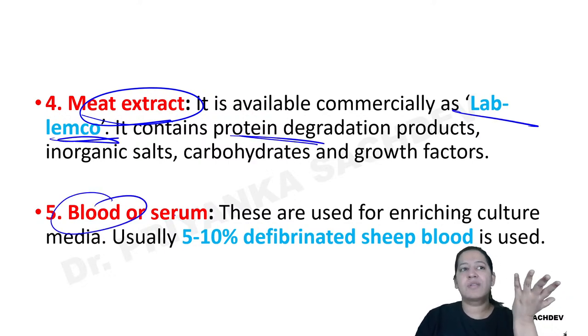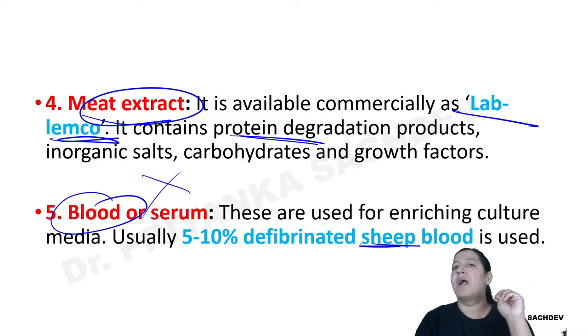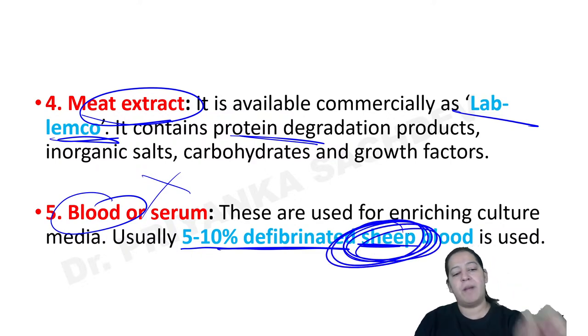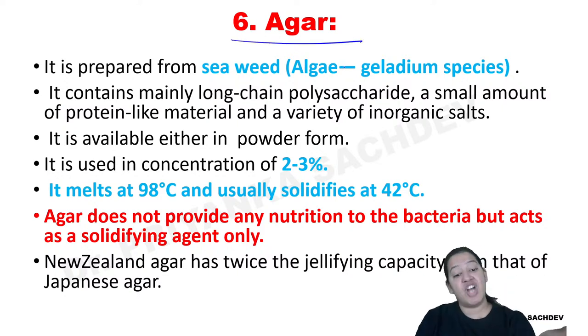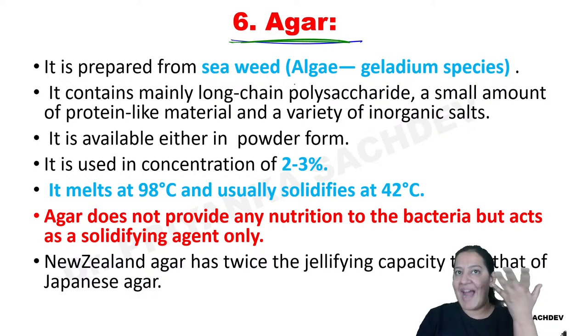Blood: which blood do we use? Not human. We use sheep blood. What is the percentage? We use 5 to 10% defibrinated sheep blood. Sheep blood is used for culture media, not human. And agar: which agar do we use? Name the agar which we use.